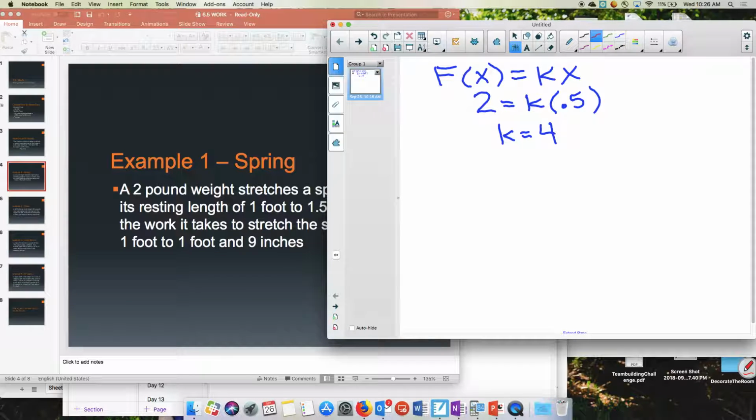So, for our work, to stretch the spring from its resting to a foot 9 inches, we would integrate. Resting would be 0. How far are we stretching it? We're going to want to put 3/4 or 0.75 if that's how you want to roll. And then our force, which is 4x.